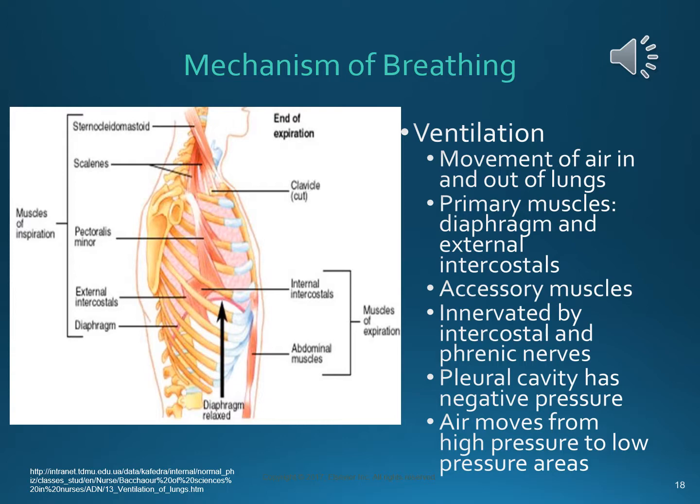Let's move to the mechanism of breathing and the muscles that are responsible for taking a breath. Ventilation is the movement of air in and out of the lungs. The primary muscles for ventilation are your diaphragm, which is a big flat horizontal muscle at the bottom of your thoracic cavity, and your external intercostal muscles. These are the muscles in between your ribs.